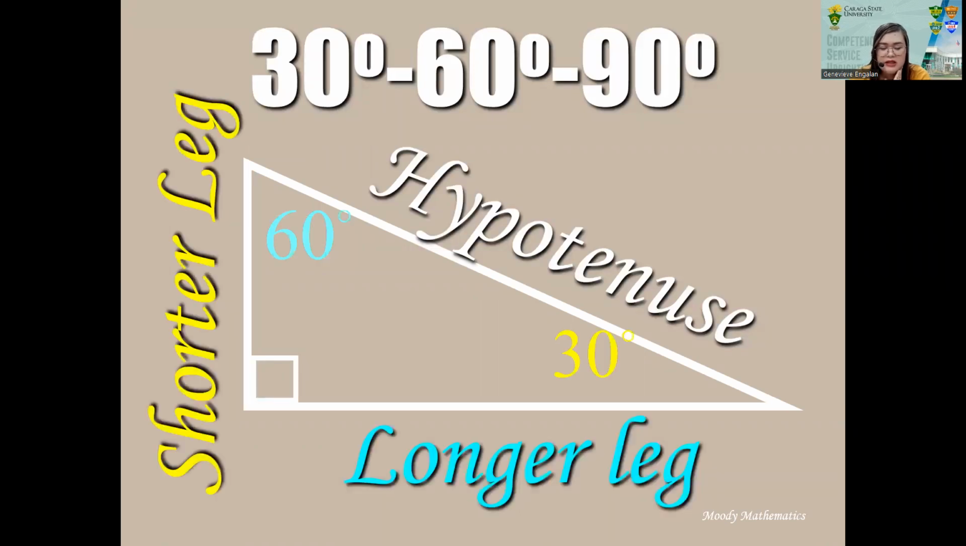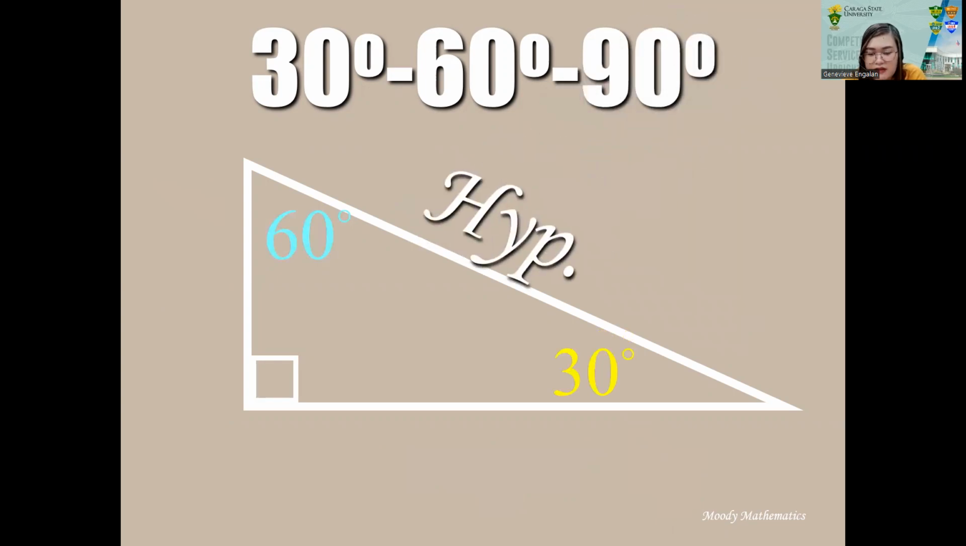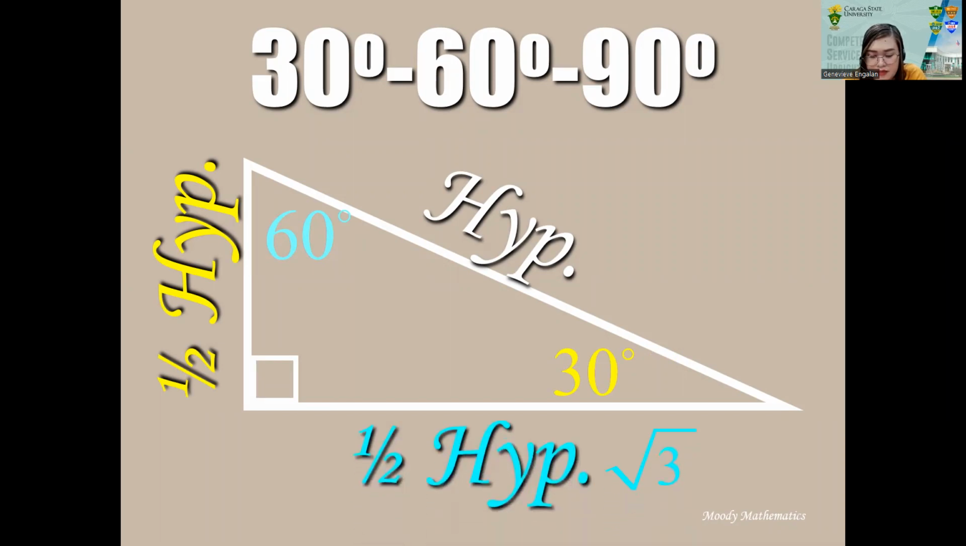So summarizing what we had earlier, the opposite of 30, if the hypotenuse is given, will be 1/2 of the hypotenuse. The shorter leg will be 1/2 of our hypotenuse. The opposite of 60 will be hypotenuse times square root of 3 over 2, or square root of 3 over 2 times hypotenuse, or 1/2 hypotenuse times square root of 3. It's the same. So again, remember, opposite of 30 is 1/2 hypotenuse. Opposite of 60 is 1/2 hypotenuse times square root of 3.